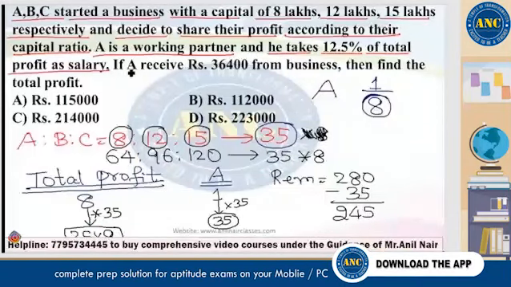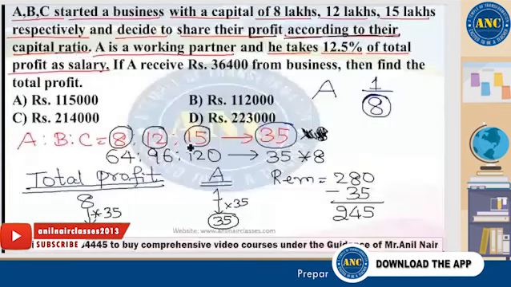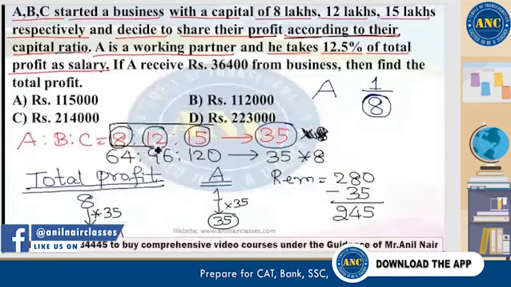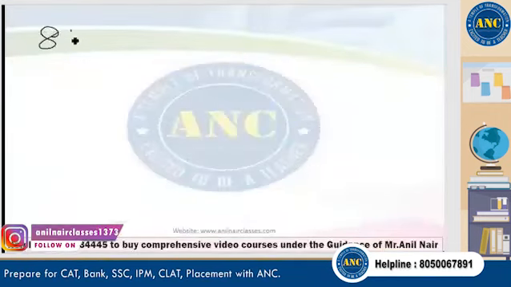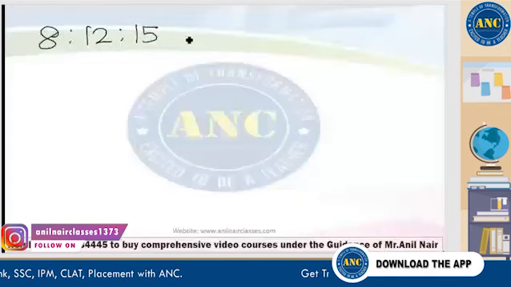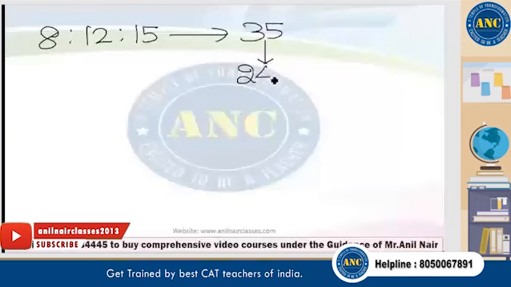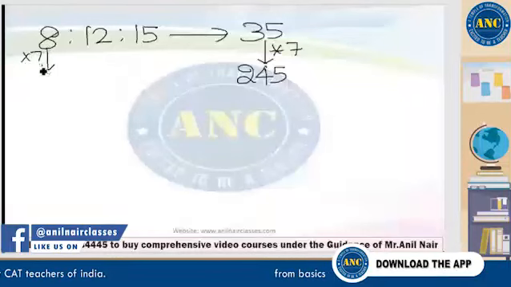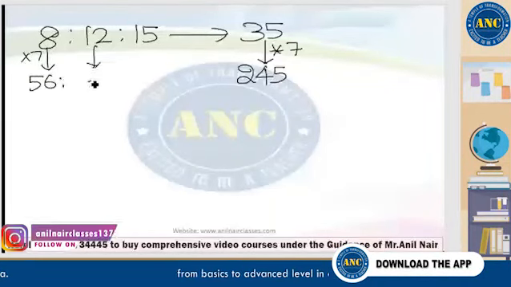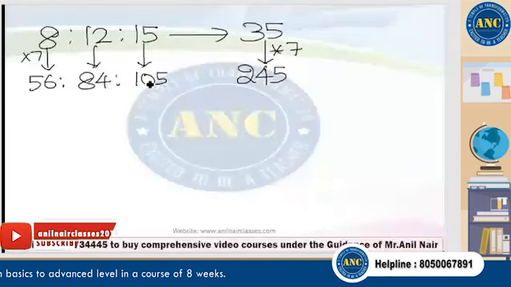Now, question says, remaining profit is shared according to their capital ratio. That means capital ratio is 8 is to 12 is to 15. Remaining profit is 245. That means according to the ratio 8 plus 12 plus 15 is 35. But according to the question, remaining is 245. 35 into 7 is 245. 8 into 7 is 56. 12 into 7 is 84. 15 into 7 is 105. That means they are taking this much profit.